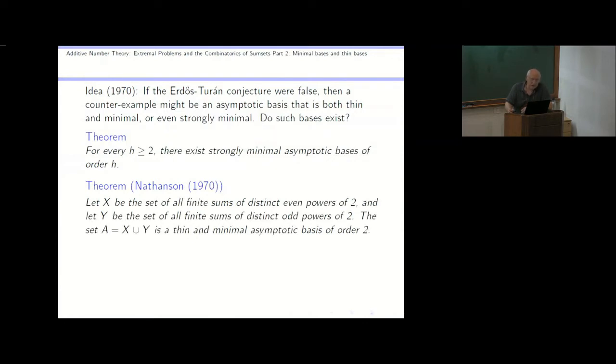And the first example was this simple. Let X be the set of all finite sums of distinct even powers of 2, Y the set of all finite sums of distinct odd powers of 2. The union of those two sets is simultaneously thin and a minimal asymptotic basis.